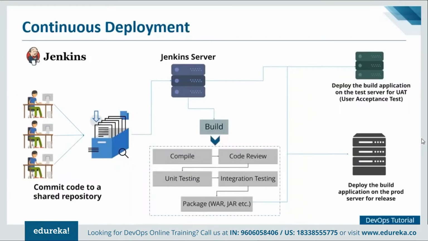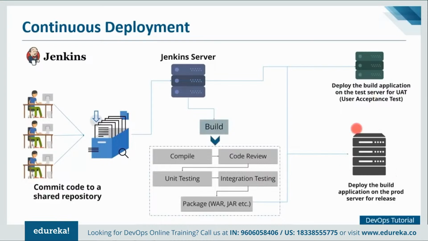Now we're going to talk about continuous deployment. So continuous deployment is basically taking the build application that you have tested and deploying that onto the prod servers for release in an automated fashion. So once the application is tested, it will automatically be deployed onto the prod servers for release.